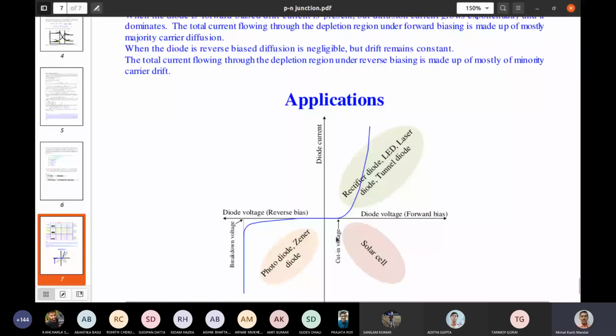Now from the next class onwards, we will start applications. So this is a typical PN junction characteristics. In the first quadrant, you see the current increases exponentially, and then here, with the increase of reverse bias voltage, current is almost zero, and after a certain value it increases abruptly. You know this phenomenon. This is the breakdown phenomenon. And here, in forward bias condition, after a certain small value, that is the cut-in voltage, after that it increases exponentially.